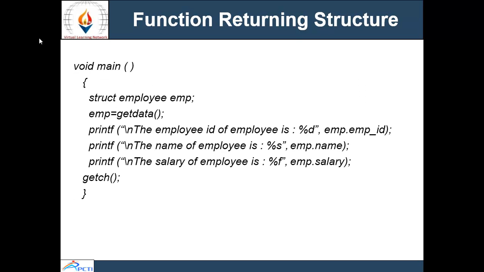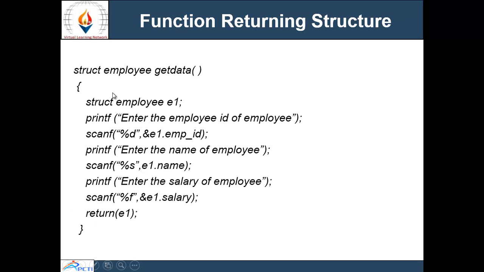Then in the main program, I have written struct employee emp equal to get data. In emp, I am returning the structure from the get data. Printf emp id, emp name, and salary. When the program comes to this statement, it will execute this function, that is struct employee get data. It is of structure type.